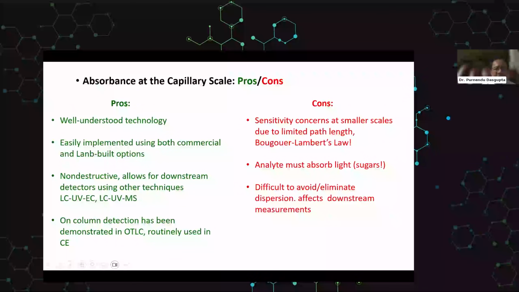And so finally, I'm going to tell you the issues of measuring absorbance at the capillary scale. It's well understood technology at the pro level, and sensitivity is a concern at smaller scale. Things will have to absorb light for you to do this. Sugars don't work for that reason. Unless you have very bright sources of light, it's non-destructive. That's great. Difficulty in the capillary scale, it's very difficult to avoid dispersion.